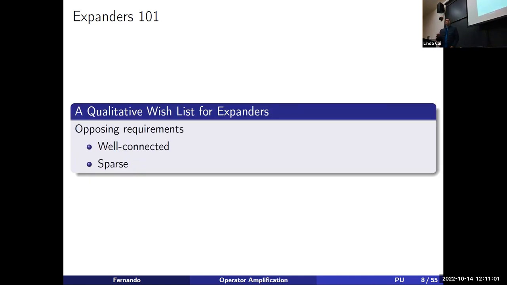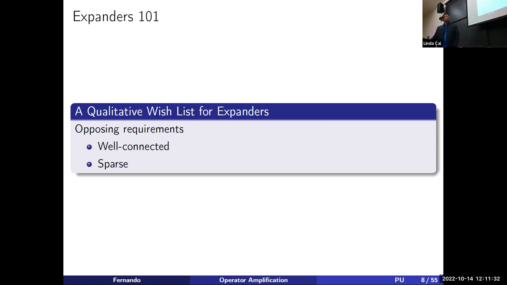At a very informal level, what do you want from an expander? You want two properties that are opposed, as typically you always want something that's in tension. You want the graph to be very well connected, because it's good to have a robust nature somehow. And at the same time, you want the graph to be sparse, with few edges. Those things are in opposition. If you have a graph with few edges, how come it will be well connected? But at a qualitative level, that's what an expander tries to achieve, at least for this talk.